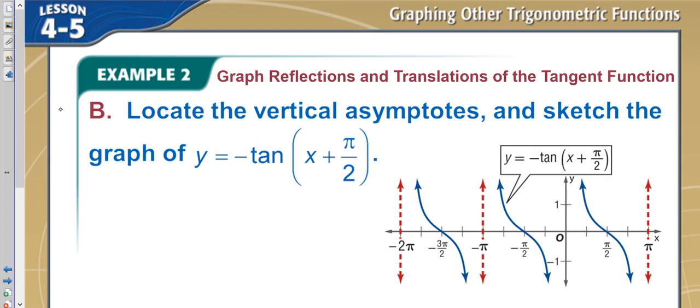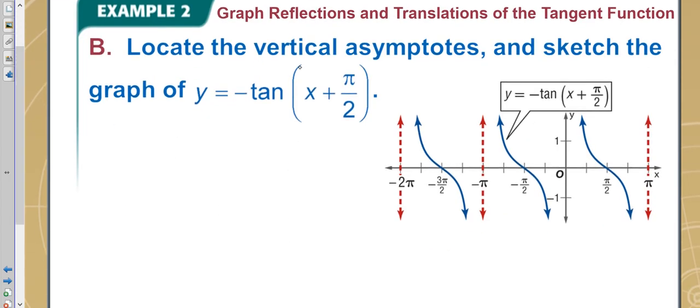Now let me try part 2 here. It says locate any vertical asymptotes and sketch the graph. Okay, so this time we're a little bit different. So again, this is tangent, which is y over x, so that's cosine. So we're looking for when cosine of this equals 0. So this is to find the asymptotes, is what I'm going to try to find here.